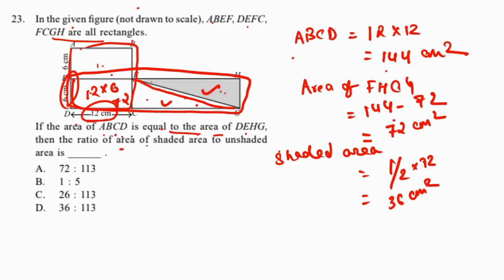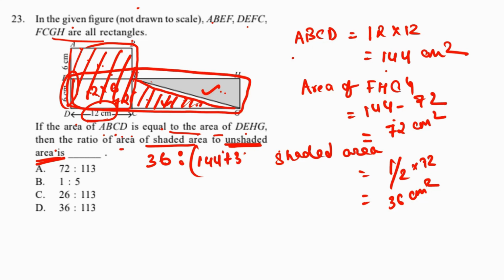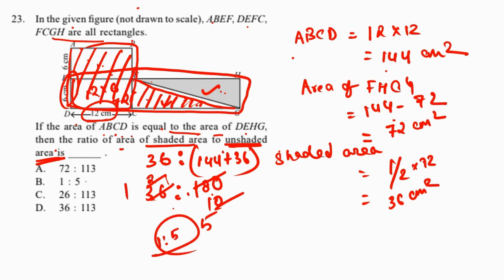Now you need the ratio of the shaded area, which is 36, and the total unshaded area. What's the total unshaded area? This square was 144 and this shaded is 36. So the unshaded area is 144 plus 36, which would be 180. So 36 is to 180, that's the ratio. Now, this can be simplified: 18 times 2 is 36, 18 times 10 is 180, or 2 times 1, 2 times 5. So 1:5 is the ratio between the shaded and unshaded total. Option B is the answer.